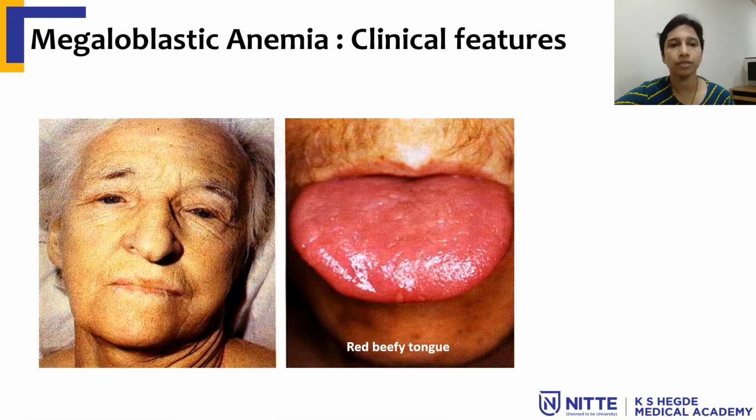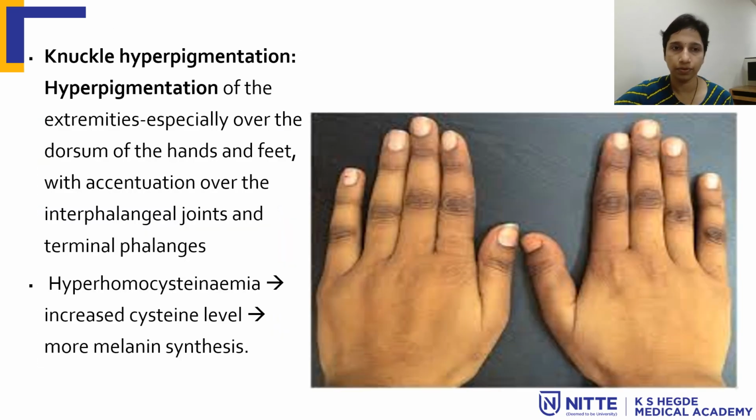So what are the clinical features of megaloblastic anemia? So they can present with angular stomatitis, red beefy tongue. So this is red beefy tongue. And a peculiar feature is knuckle hyperpigmentation. So that is characterized by hyperpigmentation of the knuckles. That is accentuation of the pigmentation in the interphalangeal joints and terminal phalanges.